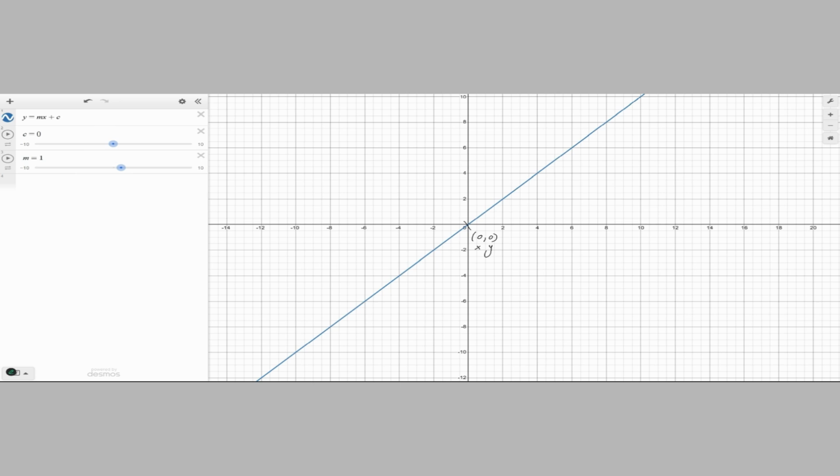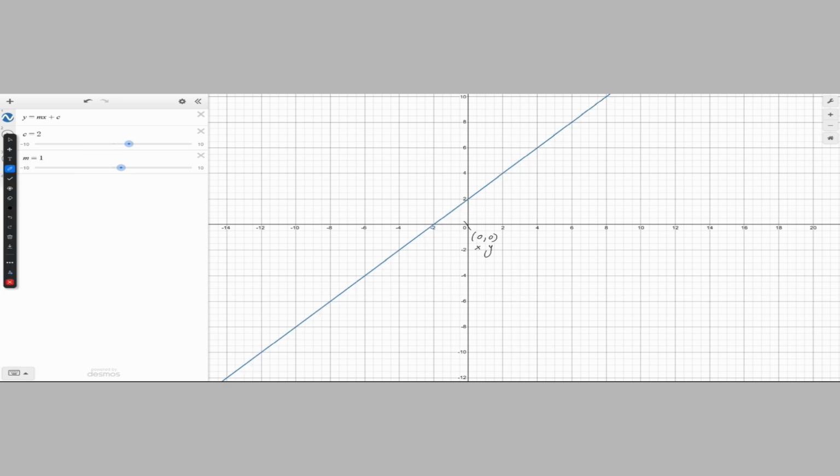Alright, let's talk about case 4 when m is 1 and c is 2. Now this time the equation will look like this: y equals, m is 1, so 1x plus 2, or y equals x plus 2. Same slope as before, but this time the line starts higher. It now crosses the y-axis at 0 comma 2. Gradient stays the same, but intercept changes, meaning a vertical shift upward.